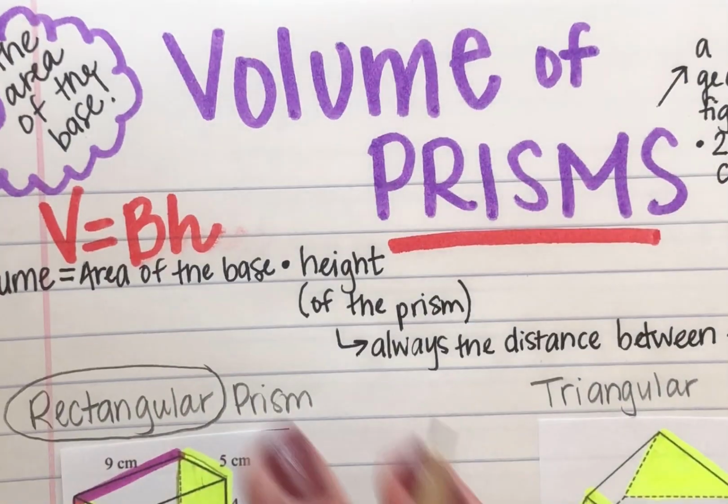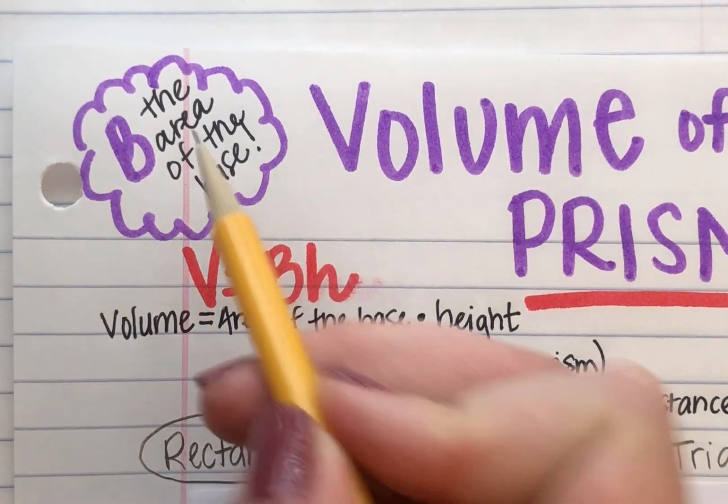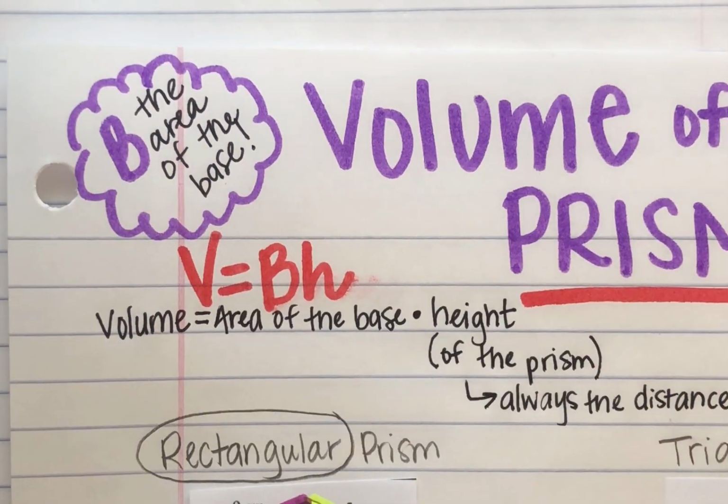Just a reminder, always write your formula, V equals capital B times H. And remember, capital B is the area of the base.